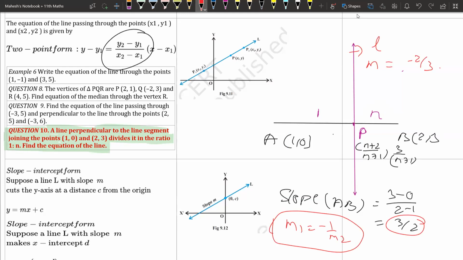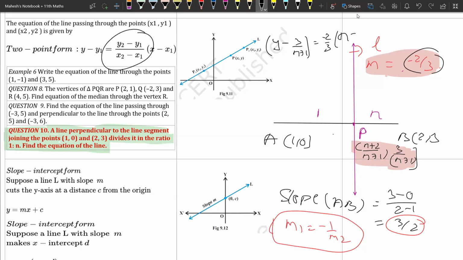Now, once we have obtained the slope, we know the slope of this line, and we also know the point through which this line is passing. So we can obtain the equation of this line. We'll write y minus y naught, with y naught being 3 over (n plus 1), equals m, which is minus 2 over 3, times (x minus x naught).